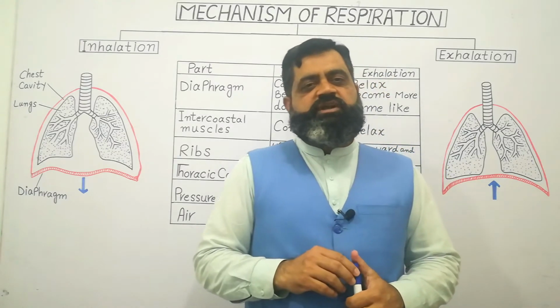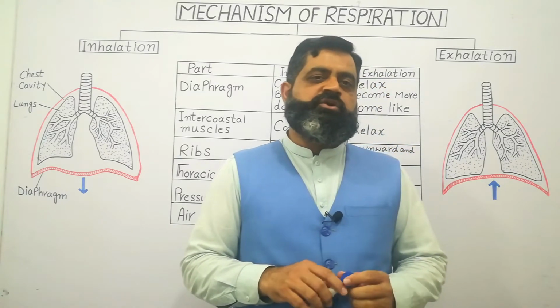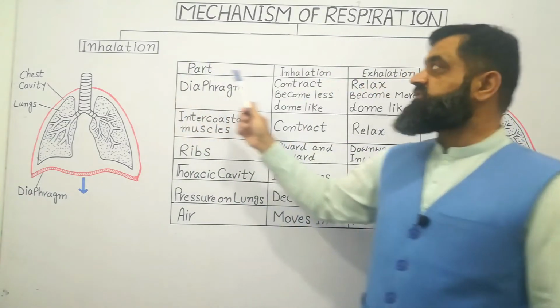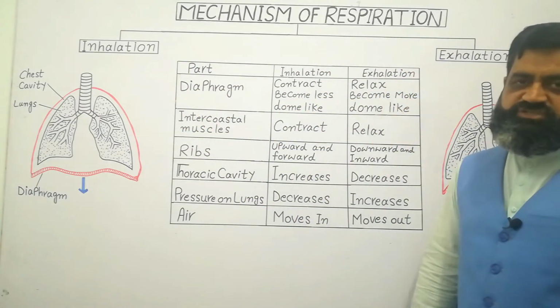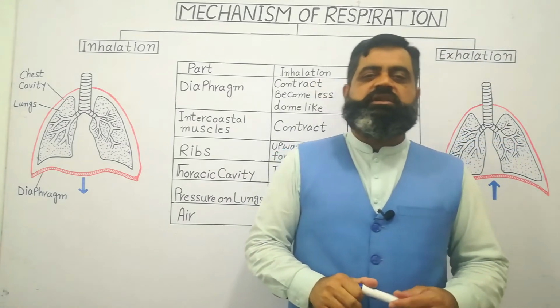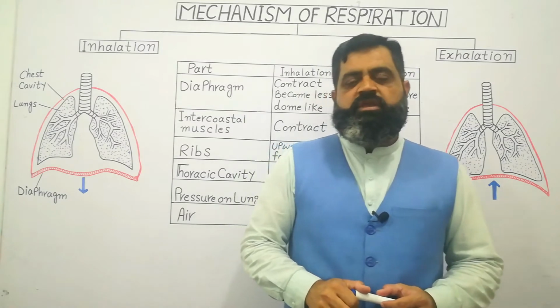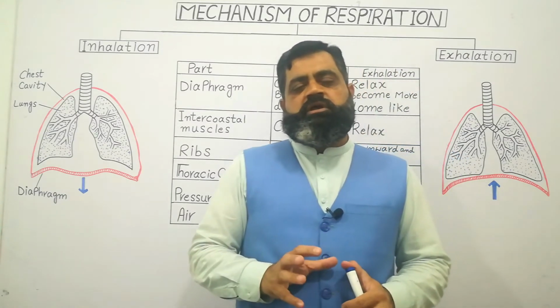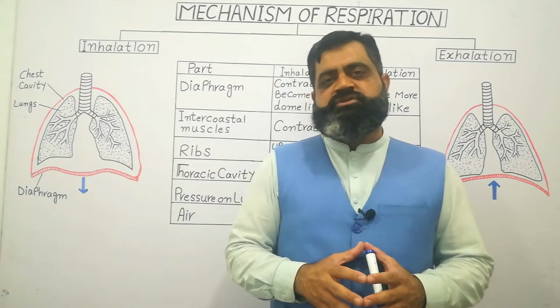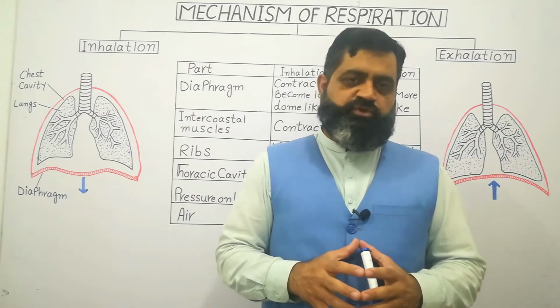The process of ventilation or breathing is divided into two steps. The first step is known as inhalation and the second step is known as exhalation. We will discuss these processes separately with the help of a diagram. There are some important organs in our body which help in the breathing or ventilation process.